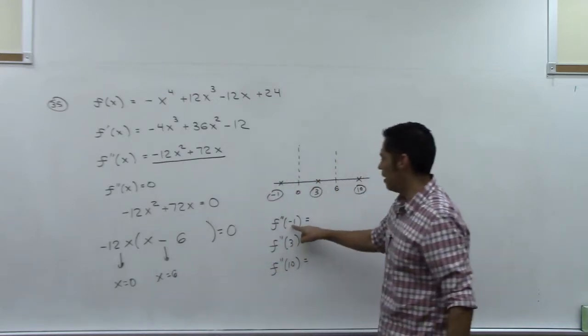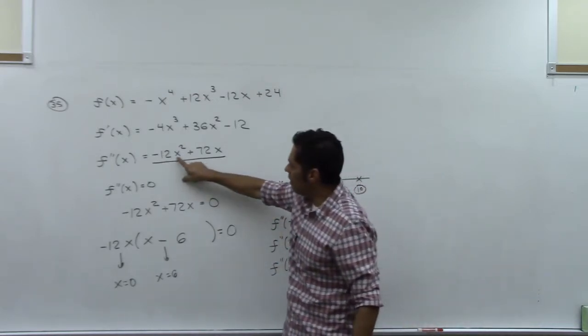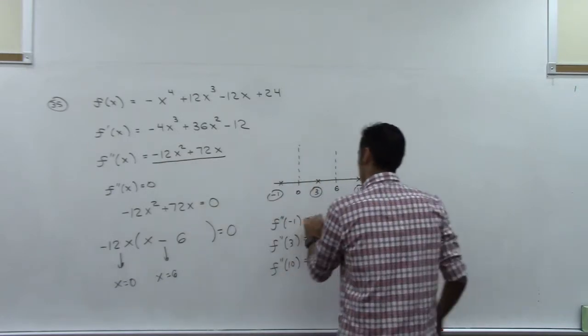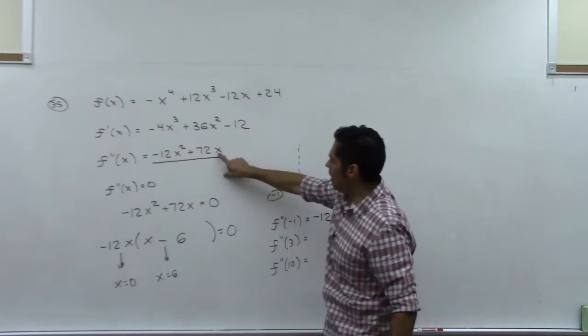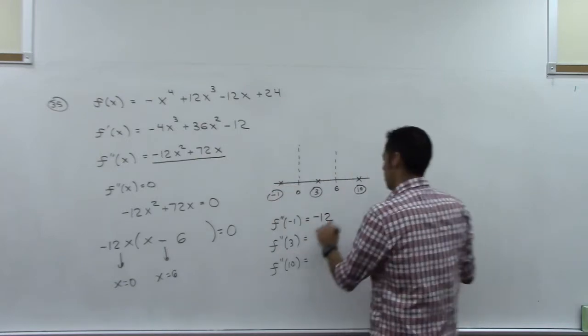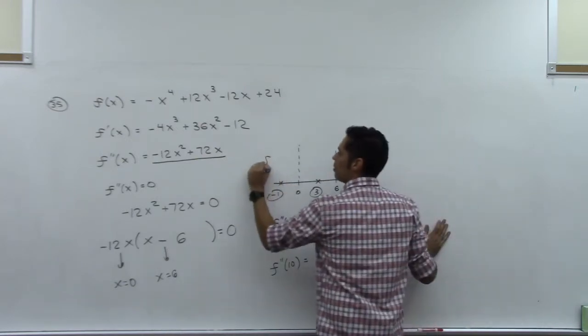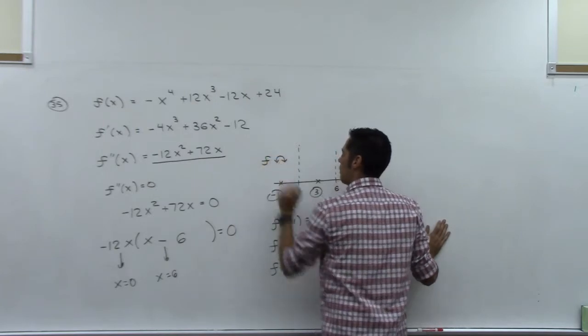So let's go with negative 1. If I square negative 1, I get positive 1. But then times that gives me negative 12. If I put negative 1 right here and then times 72, I'm going to get minus 72. And that's a negative number. So I know my original function is concave down here.